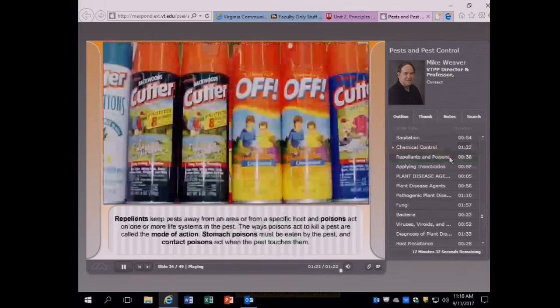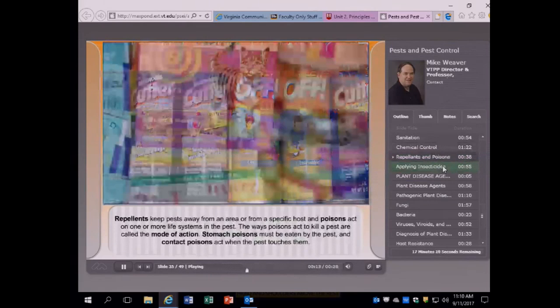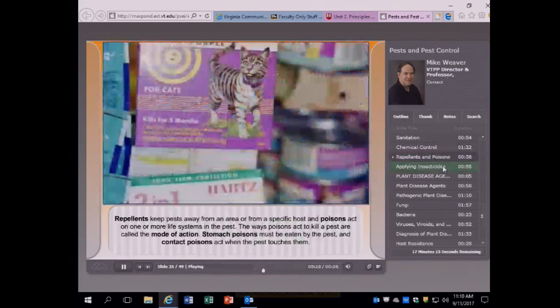We refer to the way that chemicals kill pests as their mode of action. And their mode of action might involve their ability to repel or poison, as we mentioned. Repellents keep pests away from an area or from a specific host, while poisons act on one or more life systems in the pest. The way poisons act vary. For example, some poisons have to be ingested or eaten, and we often call these stomach poisons. Others have to come in contact or touch the pest in some way, and we call these contact poisons.